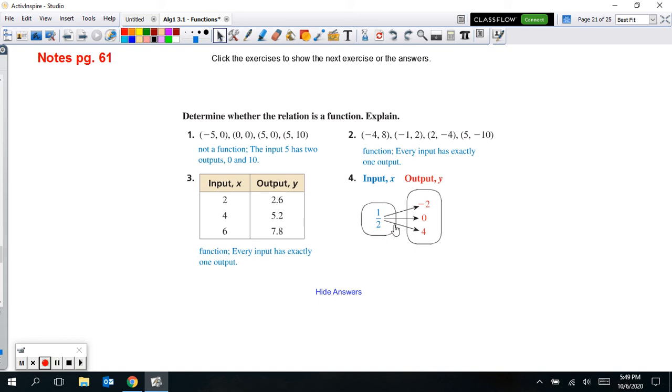Number 4, this one you should have said not a function because there's only one input and that input has 3 outputs. So the input 1/2 has 3 outputs. So that's not a function.